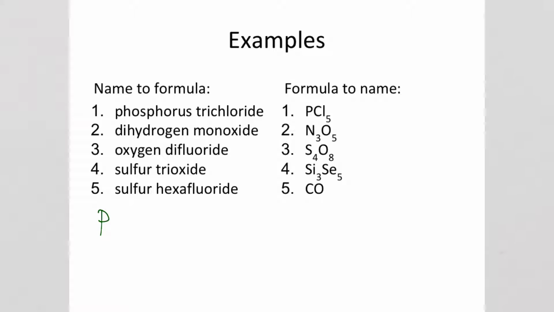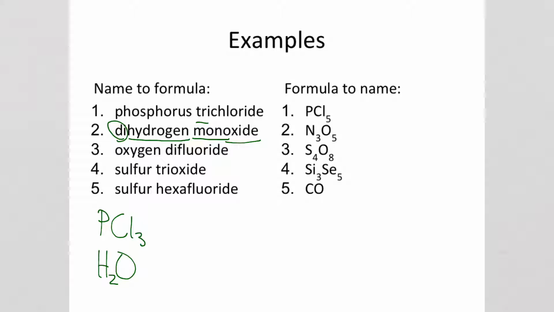Phosphorus is phosphorus. Trichloride. So chloride, how many? 3, because that's what tri is. We've got hydrogen. I've got di of those. That means 2. Mono, or mon, with an oxide means 1 oxygen. Yes, water should be dihydrogen monoxide. Now you know why we call it water.